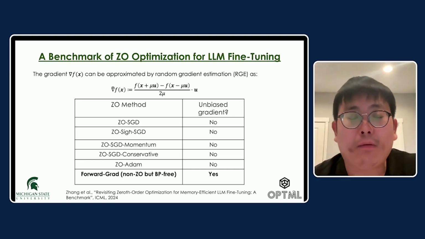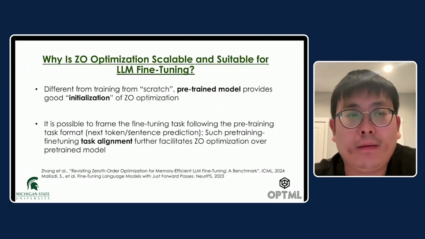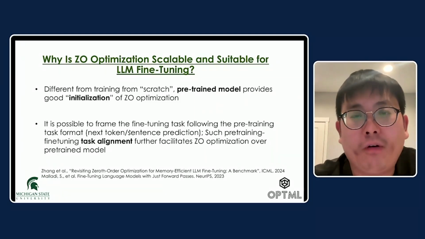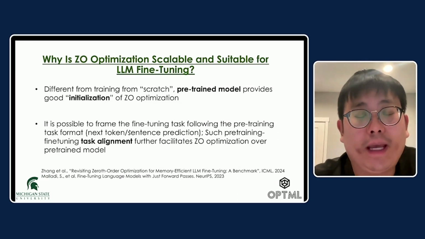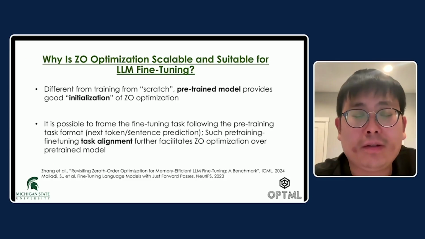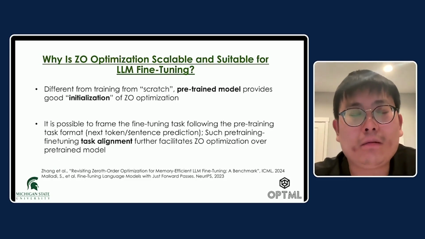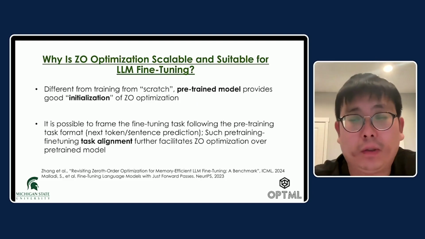So given this background, let's think about how we can integrate this Zeroth-Order optimization for LLM fine-tuning and reduce memory. As I said, large language models are very different from many deep learning models. The key reason is the pre-training phase. So typically, we fine-tune the large language models based on well pre-trained models.